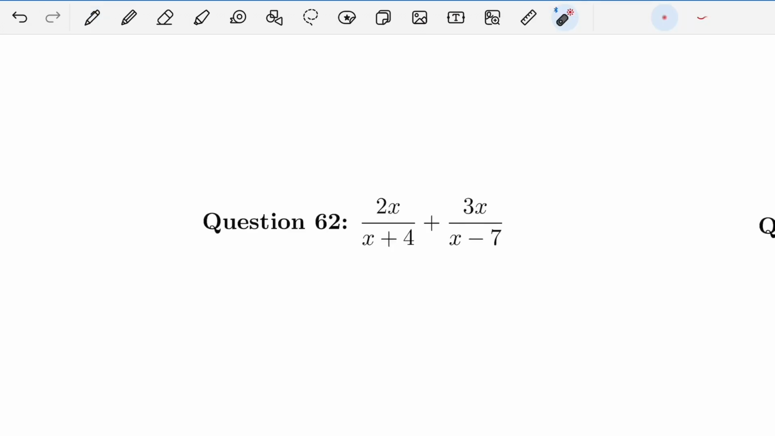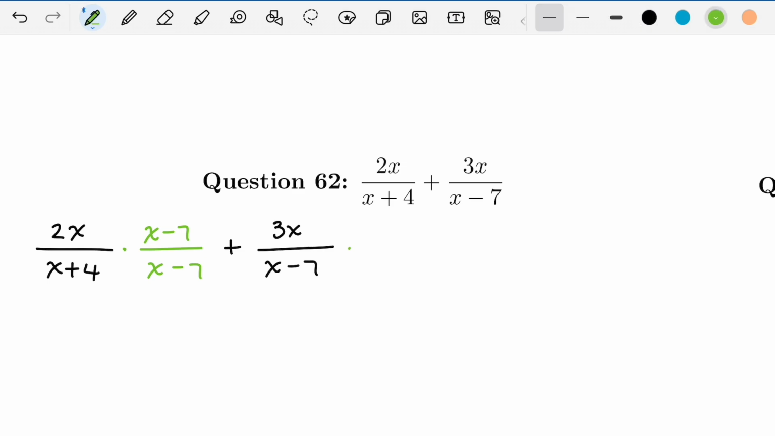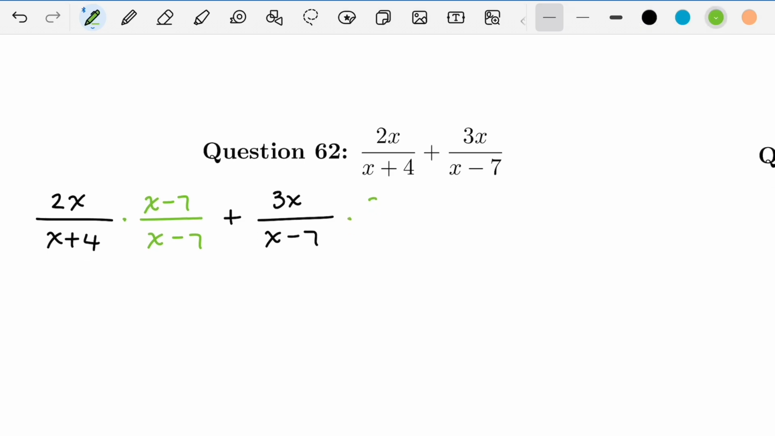Now for this example here, we're adding these two rational expressions. Now in order to do so, we again need to get a common denominator. And to do that, what we're going to have to do is multiply each of these rational expressions by the denominator from the other expression. So what I mean is we can rewrite this sum here. We have our first expression. What we're going to do is multiply the top and bottom of this expression by the other denominator. And then we're going to do the same thing with our second expression here. We're going to multiply the top and bottom by the denominator from our first expression.